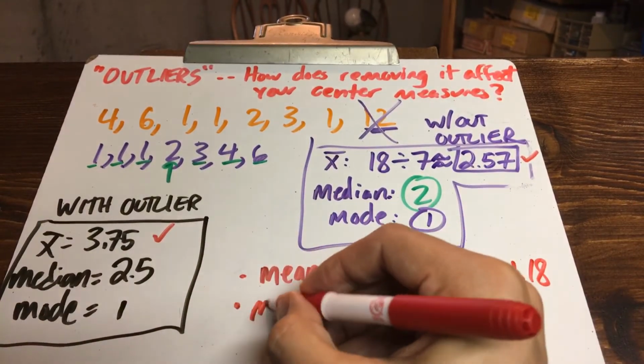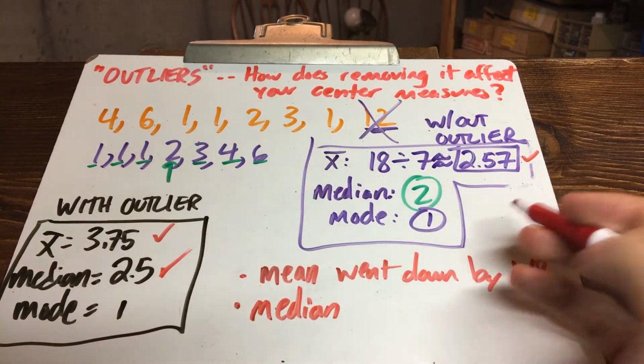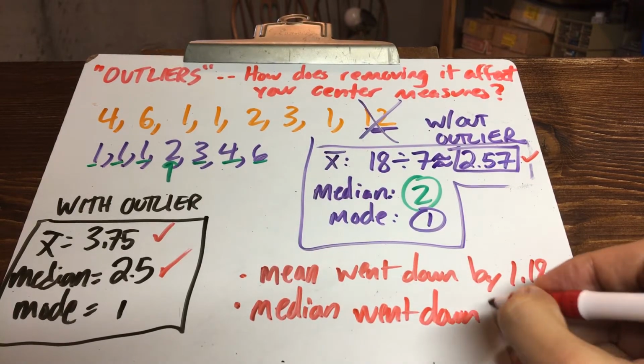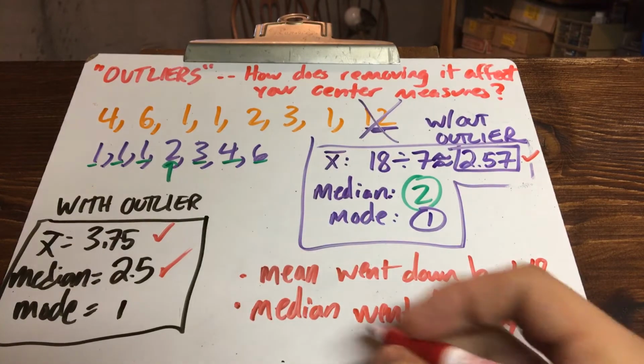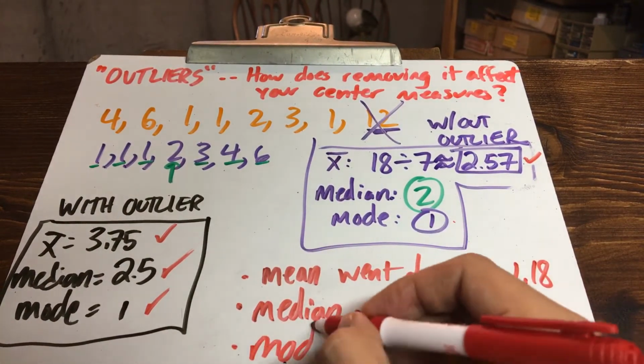What happened to the median? Well, the median started at 2.5 and now it's 2. So the median went down, or decreased would maybe be a different word I could use, down by 1/2 or 0.5. The mode was 1 and it's still 1. So the mode stayed the same. The mode did not change.